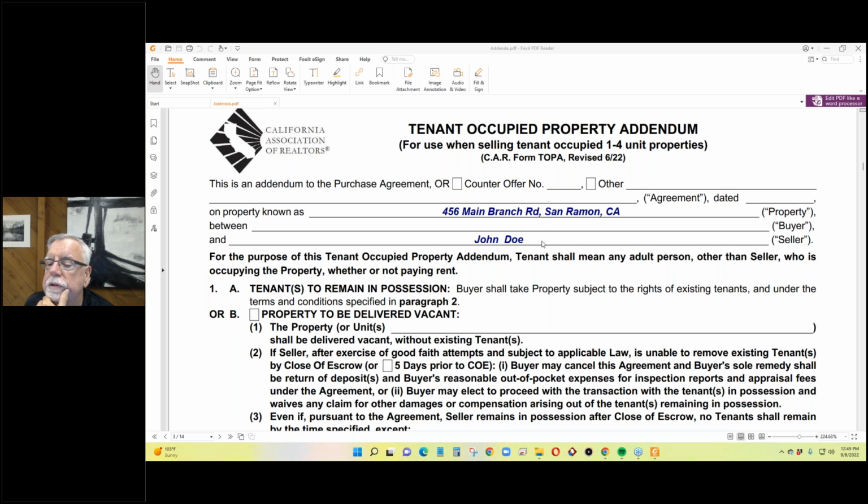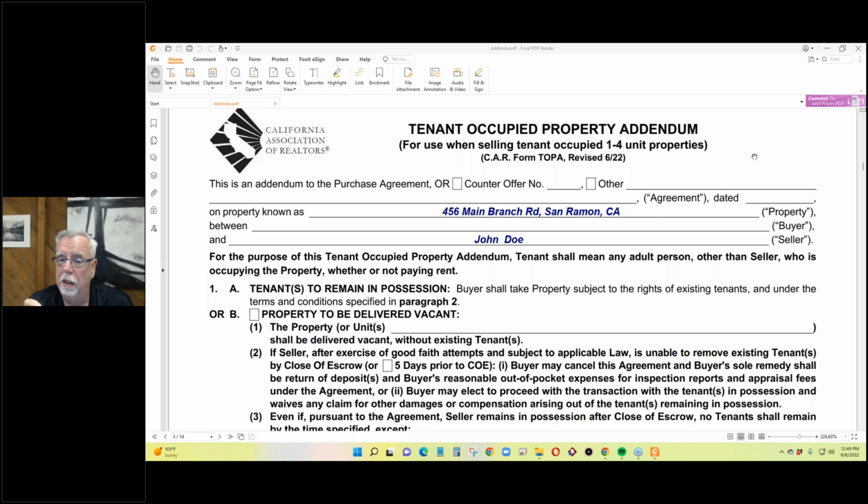Emily has a question. Does the seller complete not accepted first, then create a counteroffer? Yes, you would not accept it, and then you would write your own amendment. It's not called a counteroffer, but I'm going to do a class on counteroffers coming up. So this is the issue with tenant occupied property.